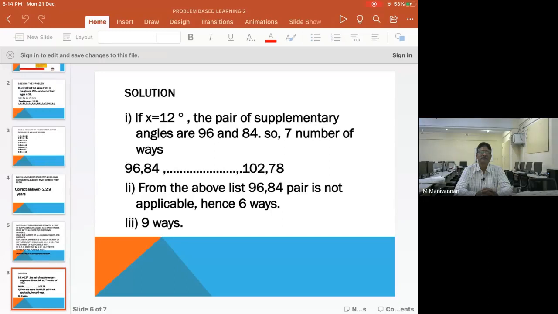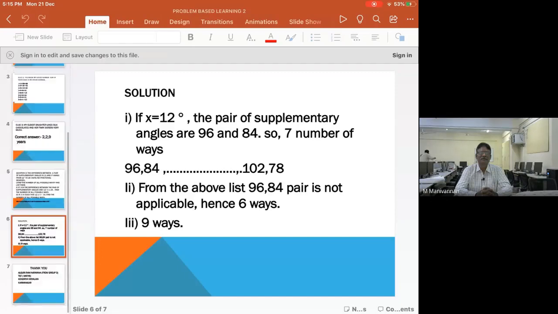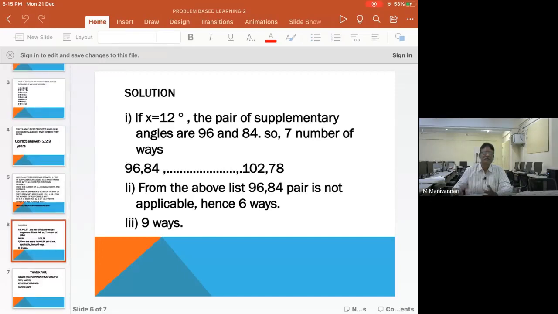And the second question is 12 is less than x, which means the first pair we should not consider. So the total number of ways will be 6 ways. And the third question, we have to take x less than 30, which means we can take up to 28. So the answer is 9 ways. Thank you, sir.